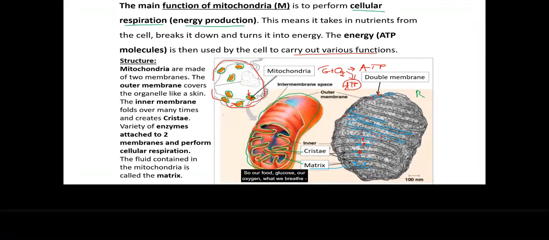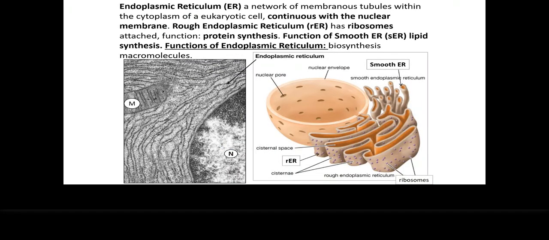So our food, glucose, and our oxygen, what we breathe, all will move into our cells and mitochondria for one purpose: to produce a lot of energy. Without energy, nothing will work inside of the cell. So we need this all the time.